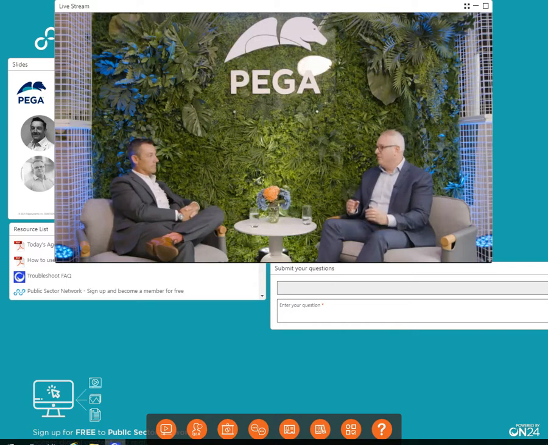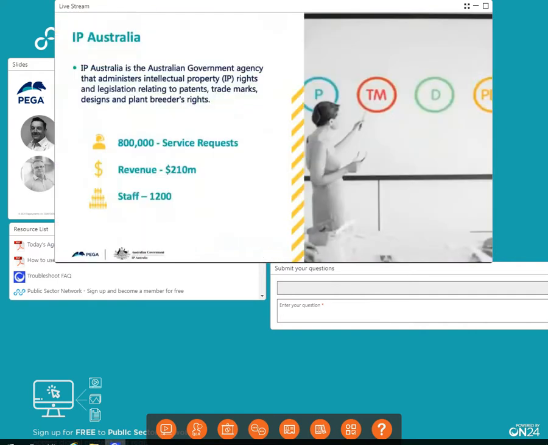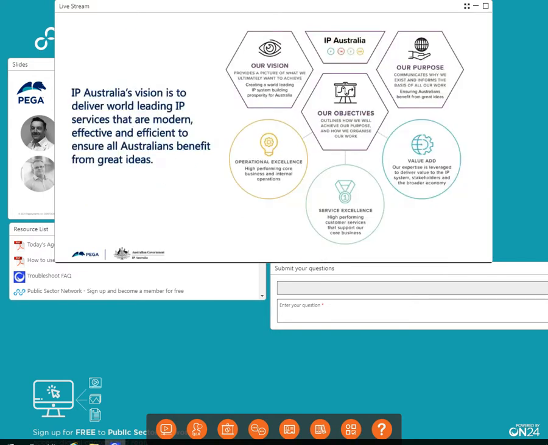Yeah, sure. So IP Australia is a fairly small agency. It's an Australian federal government agency that's responsible for the administration of intellectual property rights and legislation relating to patents, trademark, designs and plant breeders' rights. The agency has around 1,200 people and contributes to the innovation system more broadly by using the skills and experience of its team to advise government and Australian businesses on how to make the most of their IP rights. IP Australia is committed to delivering world-leading services that are modern, effective and efficient so all Australians benefit from great ideas.